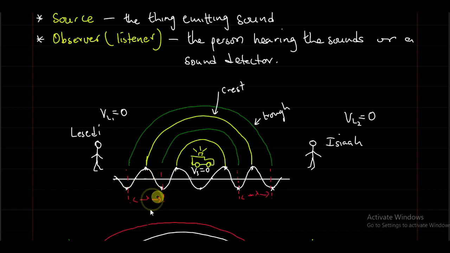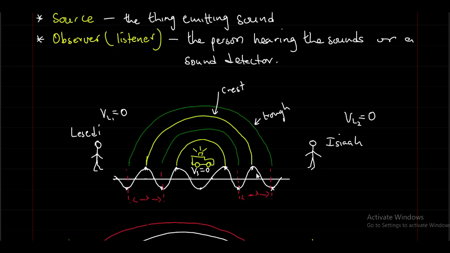I have my wavelength. So now you will notice that the wavelength of the waves observed by Lesedi is the same as the wavelength of the wave observed by Isaiah. Okay, so now it means they're observing the same frequency of sound that is emitted by the source.